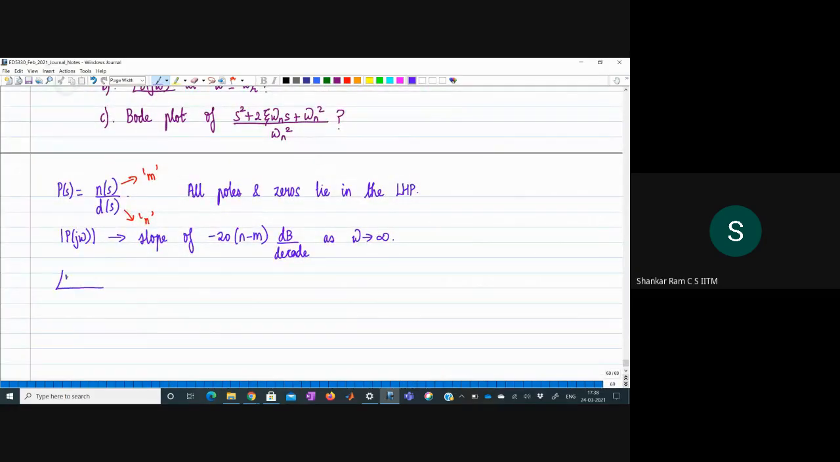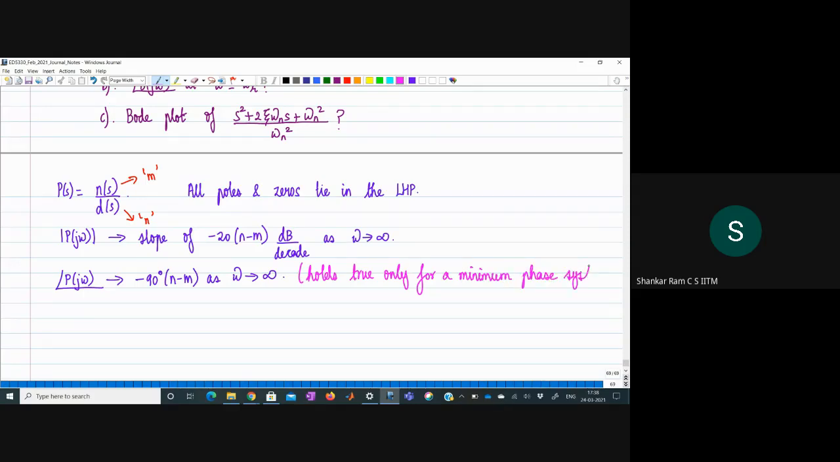Now, the phase of P of j omega tends to minus 90 degrees times n minus m as omega tends to infinity. So this, of course, holds true only for what is called a minimum phase system. Okay, we will shortly recap what this is.